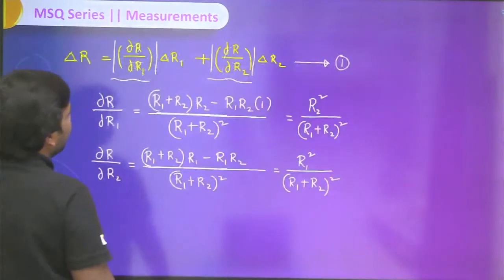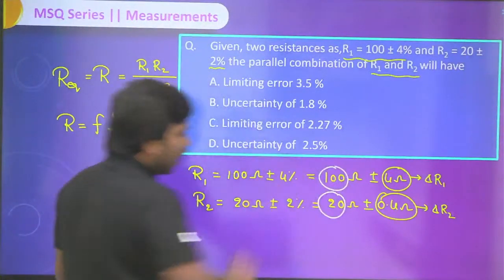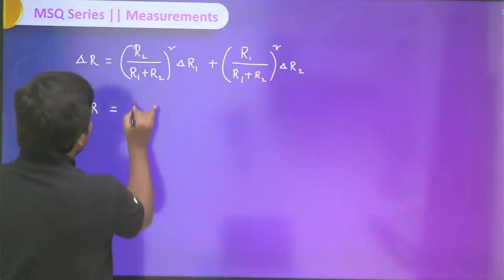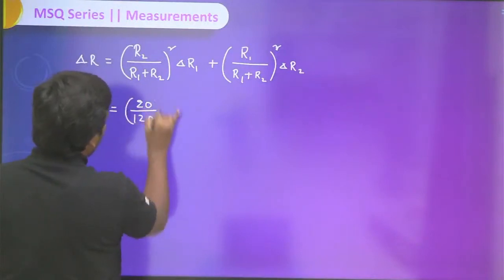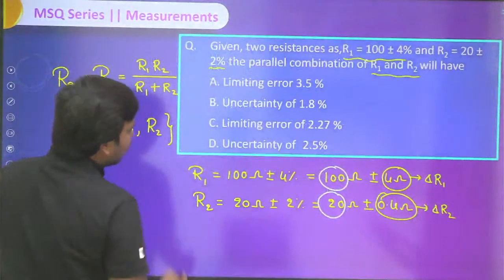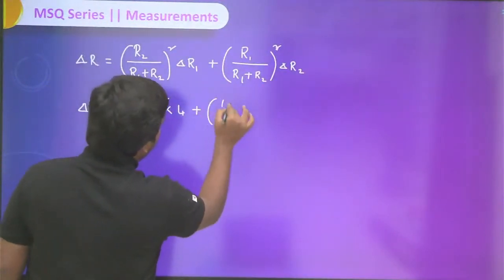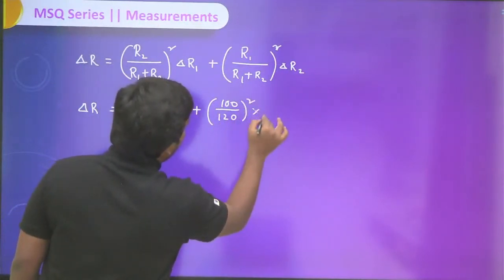Can you please tell me what is R2 here? R2 could be taken as 20 here. R1 can be taken as 100 ohm. It was so simple here, right? So I can say 20 divided by 120 whole square into delta R1. Delta R1 is 4 ohm, right? So let me write down 4 plus, what about this one? This is 100 divided by 120 whole square into 0.4.